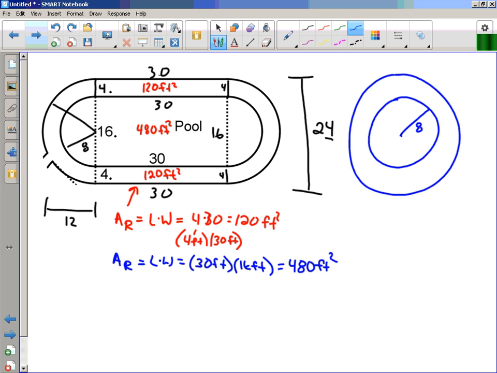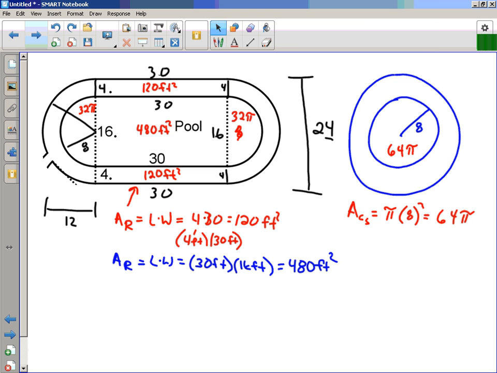But let's see. The area of the small one, which has a radius of 8, is going to be pi r squared. The small circle is pi times 8 squared. So that's going to be 64 pi. So this area is 64 pi. That makes this area, no, 32 pi, and this area is 32 pi. Okay.